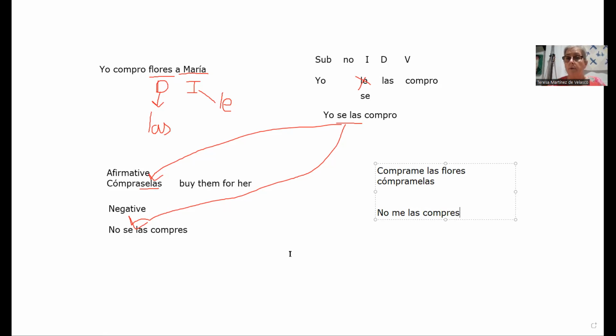How can we remember those things? Try to have some models, like bésame, bésame, bésame mucho, ¿eh?